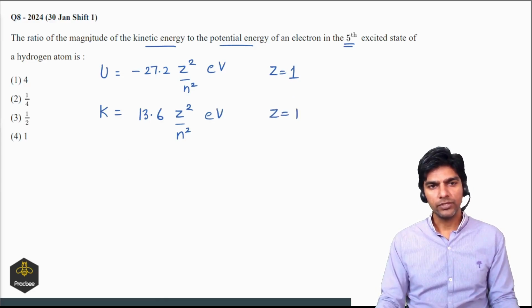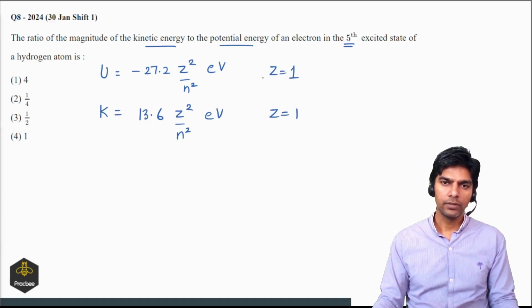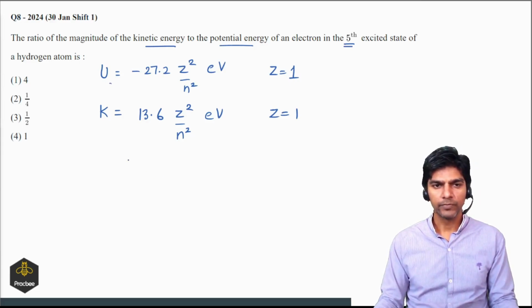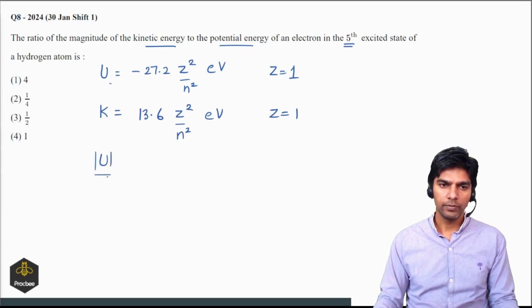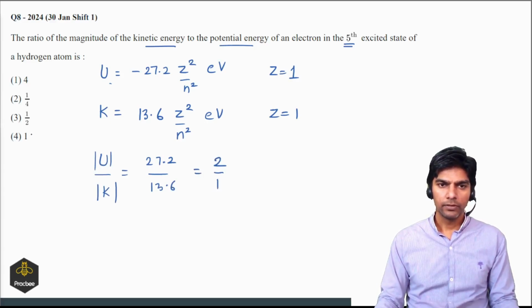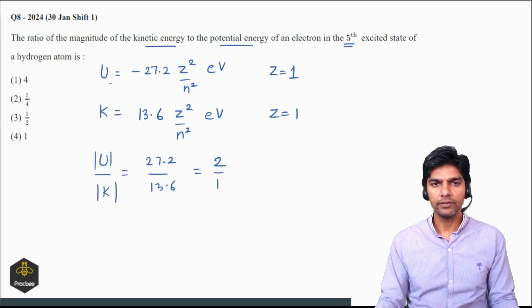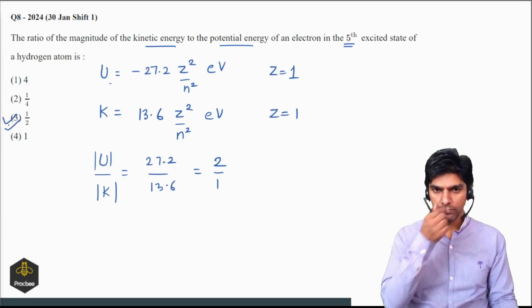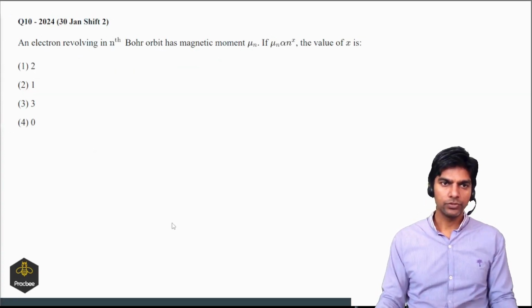And we have to find the ratio of the magnitude of kinetic energy and the potential energy. If we take the ratio for the fifth excited state, the n value is the same for U and K. So magnitude of U divided by magnitude of K will be 27.2 divided by 13.6, which comes out to be 2 ratio 1. Sorry, we have to find the ratio of kinetic energy to the potential energy, so that will be 1 ratio 2. So 1 by 2 is the answer. So let us see the next question.